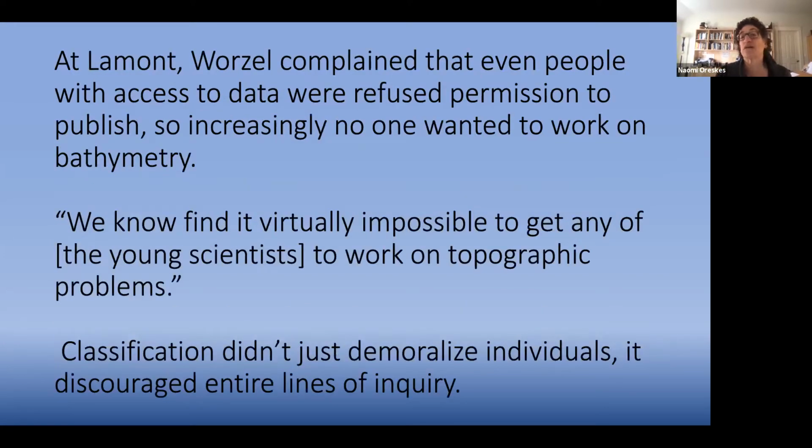At Lamont, Worzel complained that even people who did have access to data were repeatedly refused permission to publish, so increasingly no one wanted to work on bathymetry. He wrote, "We now find it virtually impossible to get any of the young scientists to work on topographic problems." So Worzel argued that classification didn't just demoralize individuals, it discouraged entire lines of inquiry.